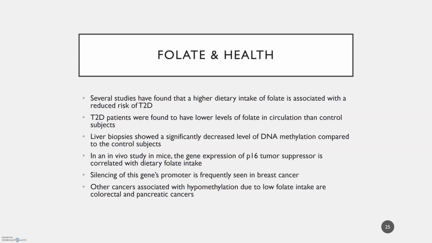Type 2 diabetes patients were found to have lower levels of folate in circulation than control subjects. Biopsies taken of their liver also showed a significantly decreased level of DNA methylation compared to the control subjects. In an in vivo study in mice, the gene expression of the P16 tumor suppressor is correlated with dietary folate intake. The silencing of this gene's promoter is frequently seen in breast cancer. Other cancers associated with hypomethylation due to low folate intake are colorectal and pancreatic cancer.